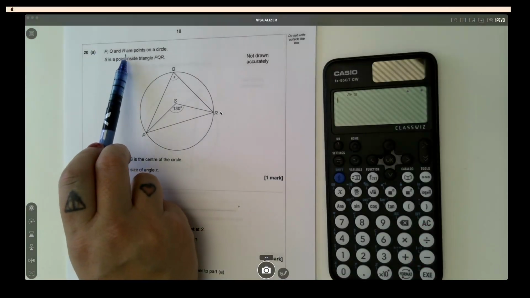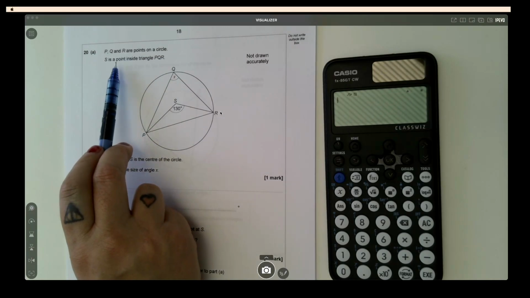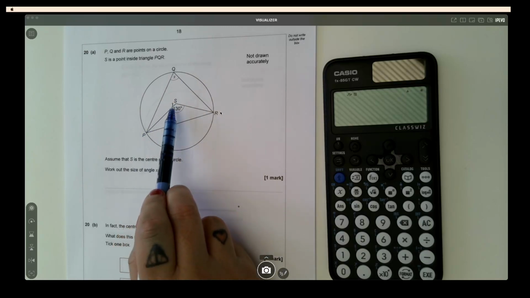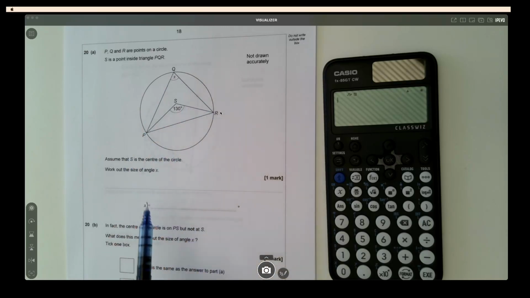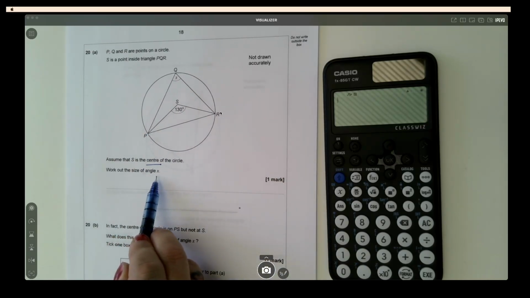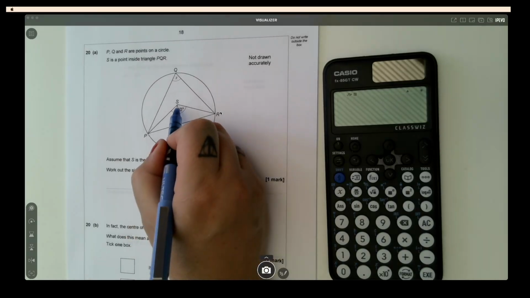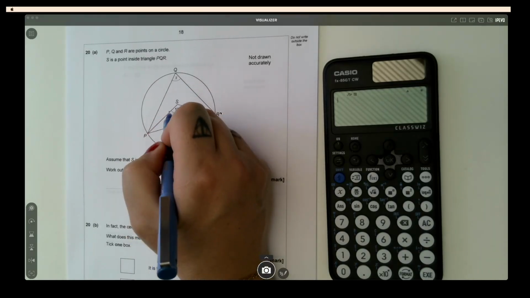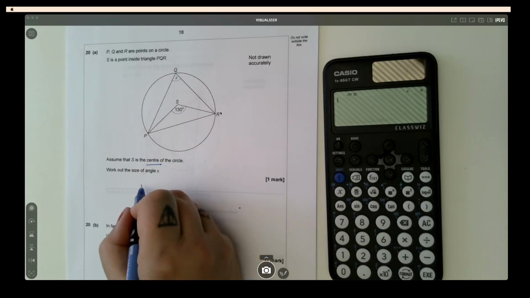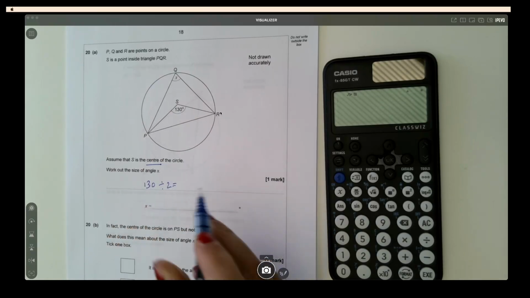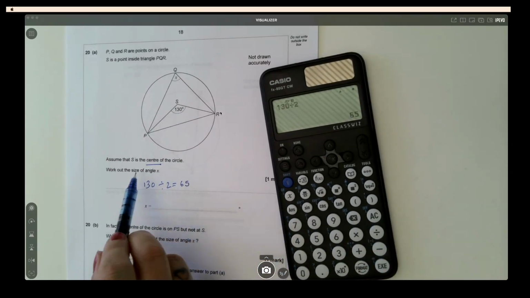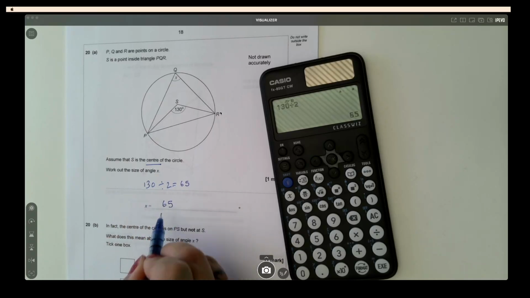20a. P, Q and R are points on a circle. S is a point inside triangle PQR. So S is that point there inside this triangle. Assume that S is the centre of the circle. Work out the size of the angle X. So this is circle theorems. If S is the centre of the circle, then the angle at the circumference X should be half of this angle at the centre. So 130 divided by 2 is 65 degrees. So, assuming that S is the centre, we can say that X is 65 degrees.